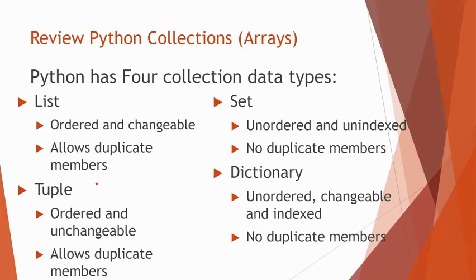Tuples, which are similar to lists, are ordered but not changeable, but tuples also allow duplicate members. Sets, the most generic type, are unordered and unindexed, and they do not allow duplicate members. Dictionaries are unordered, they are changeable, and they are also indexed. In dictionaries, you can have no duplicate members.